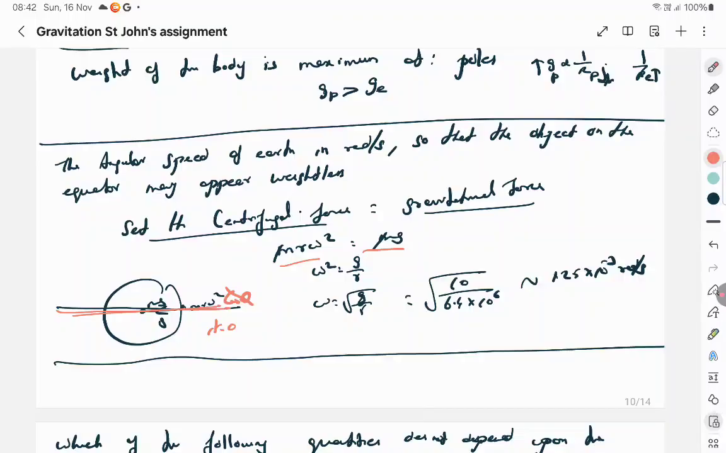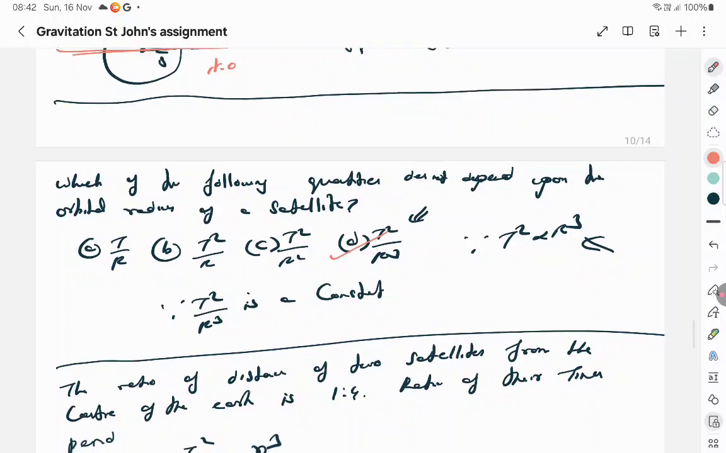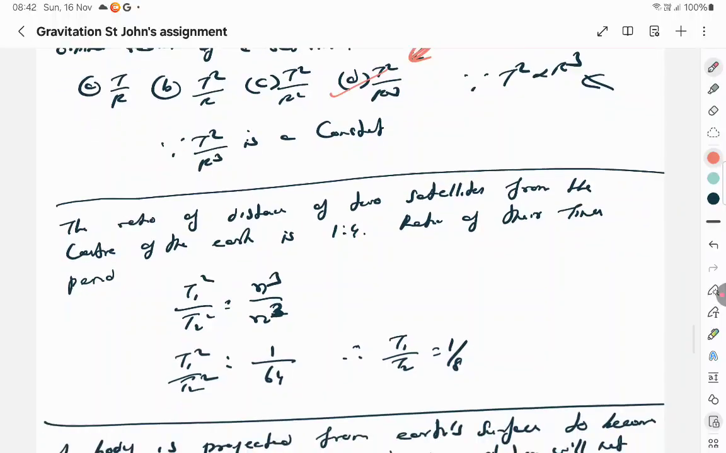The radius of the earth is 6,400 kilometers, so approximate it. Which of the following quantities does not depend on the time period, radius, which is a constant? T squared by r cubed, according to Kepler's law, is a constant. T squared is proportional to r cubed, so it is not always a constant. In fact, the radius of the satellite is the orbital radius.